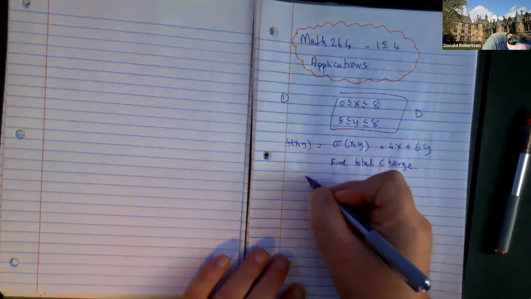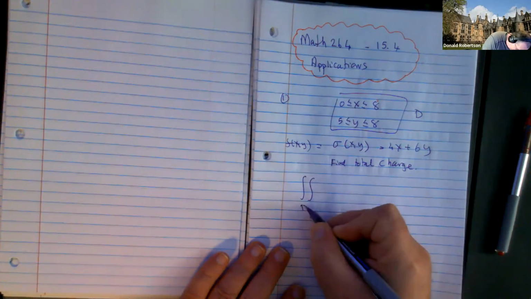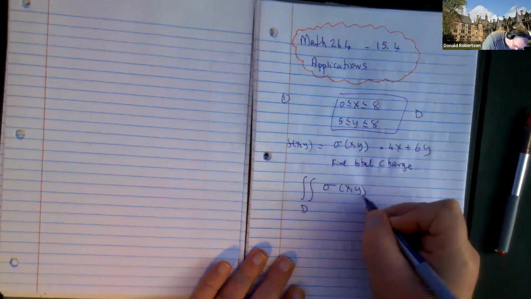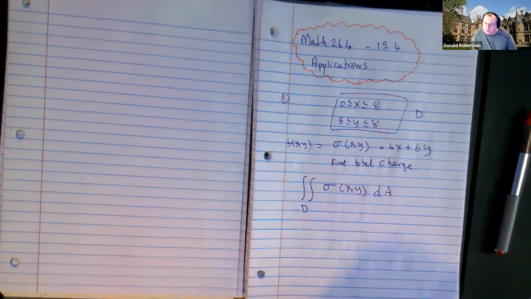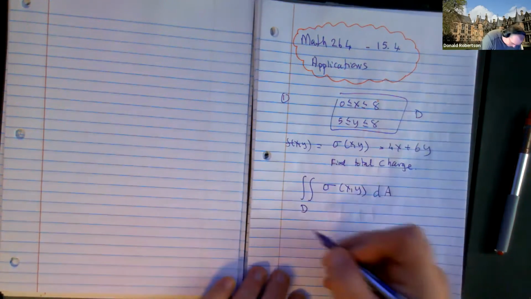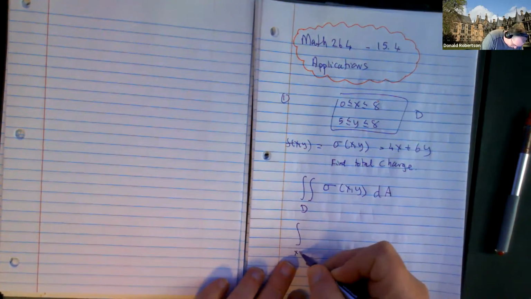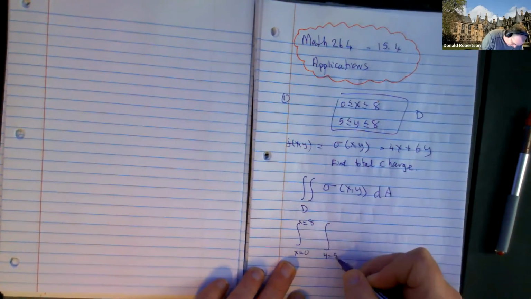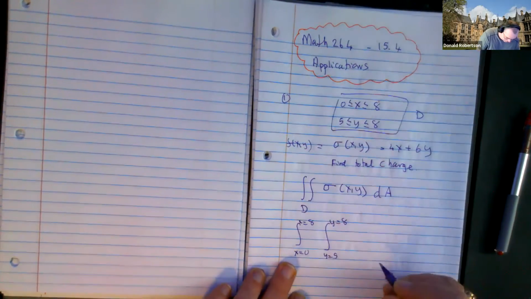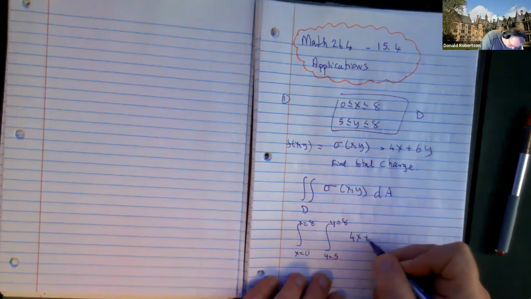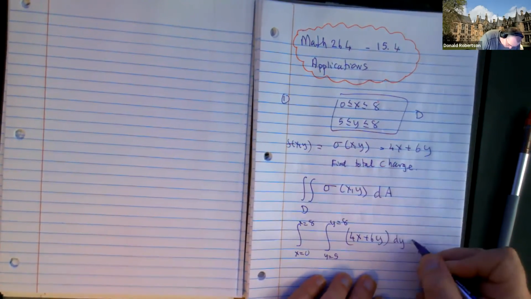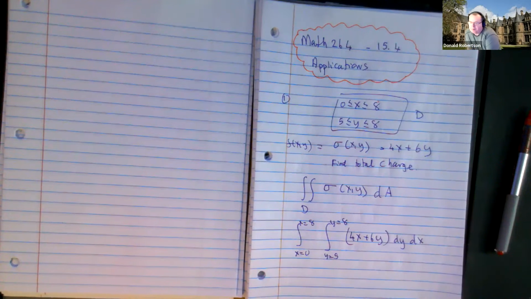So when they ask you for the total charge, you're going to say a double integral of my function dA. And then you're going to say, in this case, it's from x equals 0 to x equals 8, from y equals 5 to y equals 8, and the function, in this case a charge function, dy dx. Are you comfortable about how I created the double integral for that question?